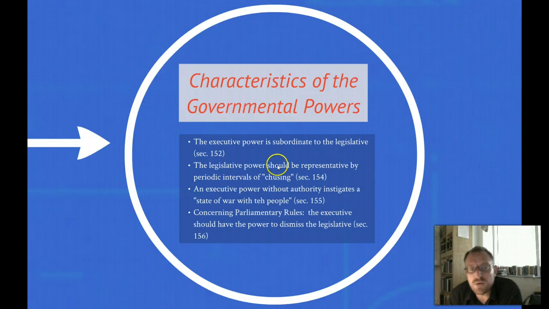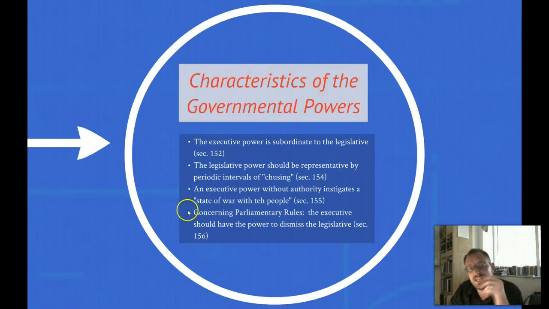Now, the legislative power should be representative by periodic intervals of choosing. That's how he actually spelled the word choosing in 1689 here. But that's from section 154. So you can see here he's getting to the notion of voting. And in fact, he'll directly begin to talk about voting and how voting procedures should be organized. And he's always going to say that when voting, the majority opinion should rule, right? But there are different ways that voting could be executed. In this video, I'm not going to talk a lot about that. I encourage you to take a look at that online. I just really want to get you the structural sense of the basis for any government without talking about these smaller nuances.